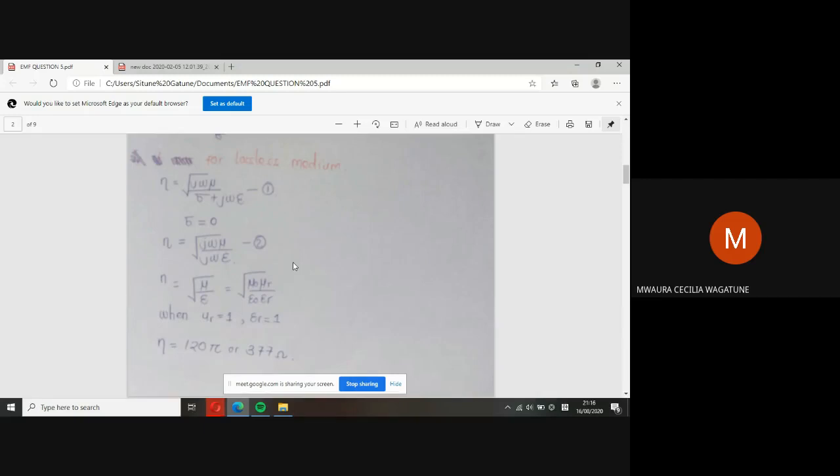Now, when you break it down, it will be mu naught mu r over E naught ER. Now when relative permittivity is equals to 1 and relative permeability is equals to 1, you will realize when you do this formula and input the values, you will get it to be 120 pi or 377 ohms.